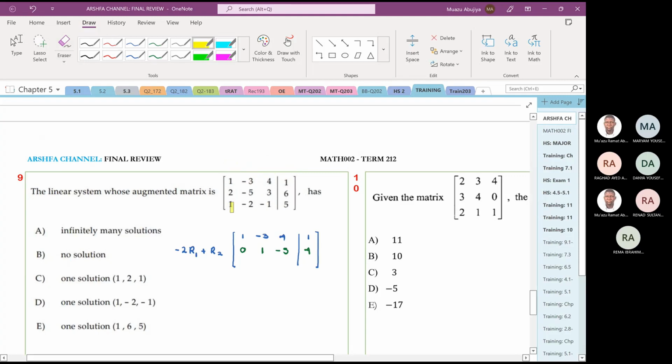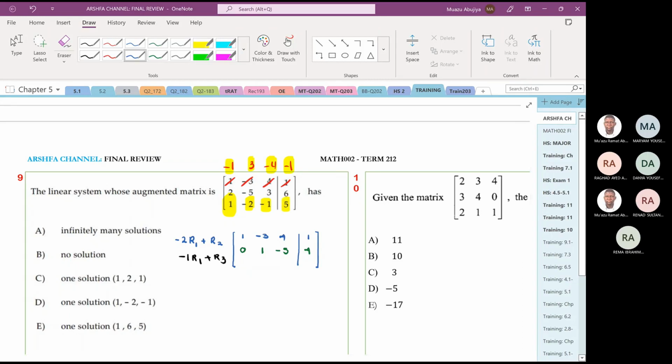We target to make this one 0 and this one 0. And how do I make the first one 0? We are going to multiply row number 1 by minus 1, so minus 1 multiplied by row number 1 and add it to row number 3 to get the result. Let me shift this one up a little bit. So let us multiply by minus 1. Here will be minus 1, here will be 3, here will be minus 4, and here is minus 1.